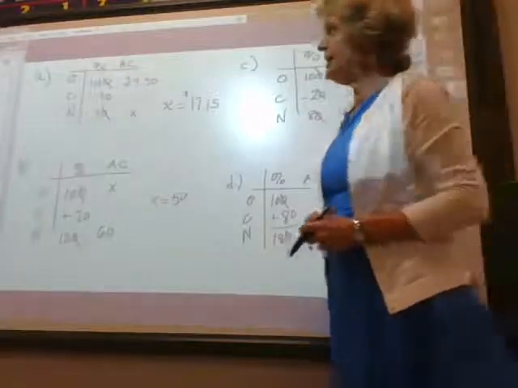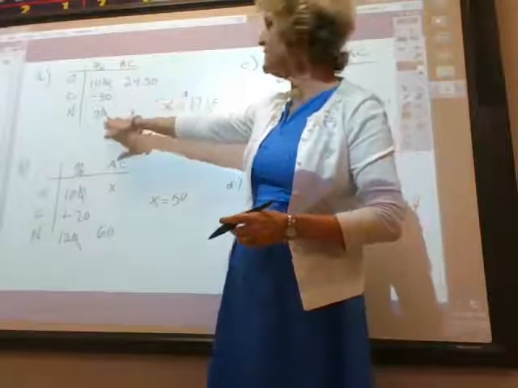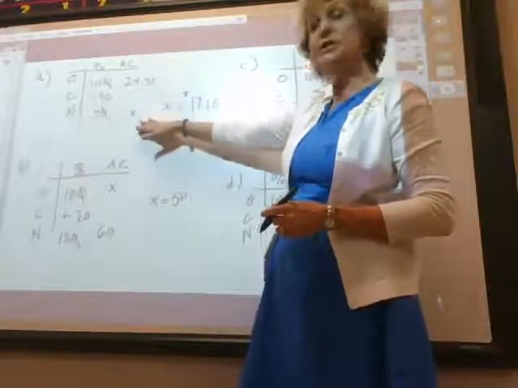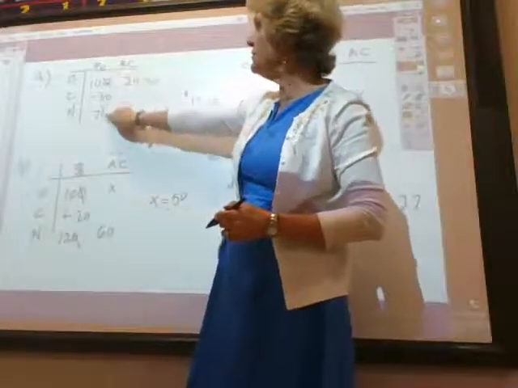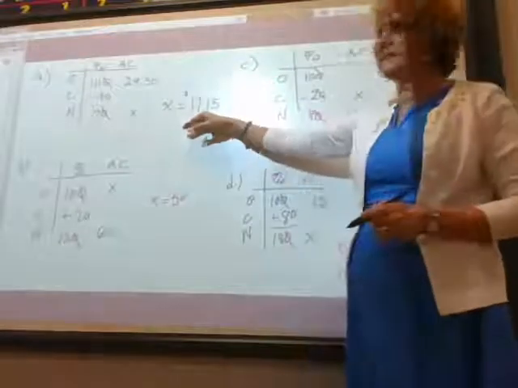All right, so for A, I had 100% with a 30% decrease, so 70%. The original was 2450. I'm looking for the new. I reduced and cross multiplied and got 1715.